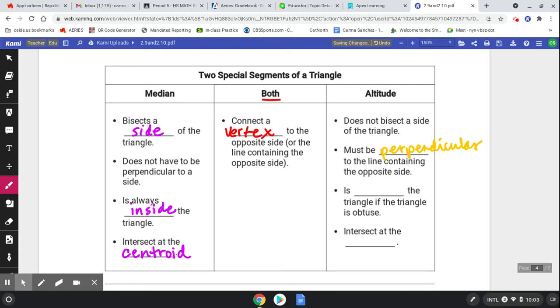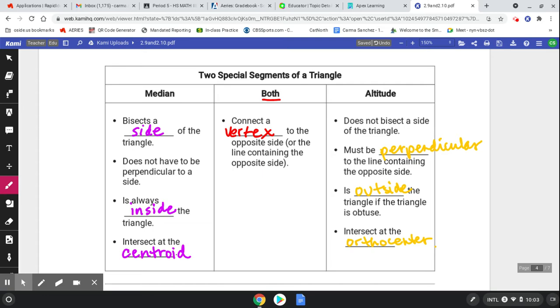It is outside of the triangle sometimes, and it intersects at an orthocenter, not the centroid. So here's our differences and our similarity between the two. Take a minute to copy down this table or fill in your blanks if you're working with Cami or the big book. All right, now we're going to go on to section 2-10.